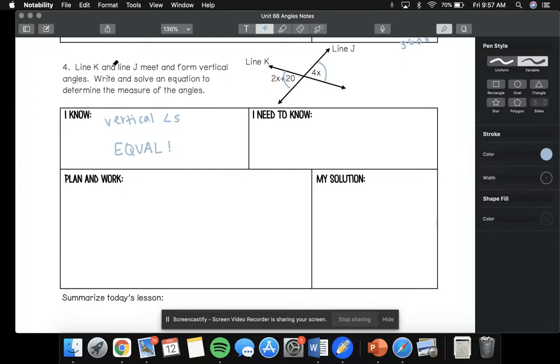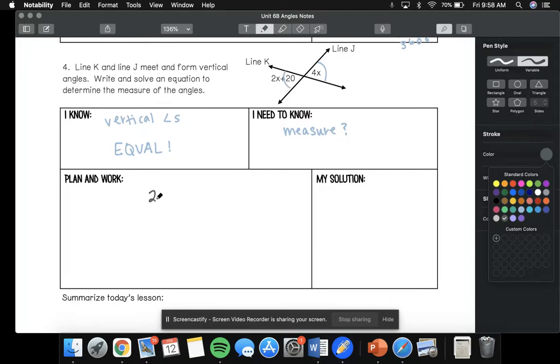Okay, so it says write and solve an equation to determine the measures of the angles. So what I'm trying to figure out is how big they are. What is the measure? Okay. So this is probably something we haven't done before. So what I'm going to do is I'm going to write the measure of this angle. So this angle is 2x plus 20.